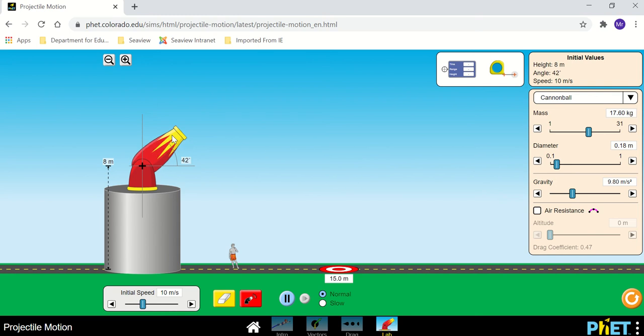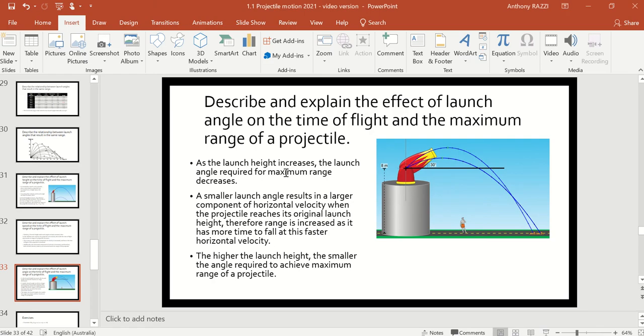So we'll try 38 degrees, but we can actually decrease the launch angle even further, and it results in a longer horizontal range. So as the launch height increases, the launch angle required changes. It actually decreases. A smaller launch angle results in a larger component of horizontal velocity when the projectile reaches its original launch height, and therefore its range is increased as it has more time to fall at this faster horizontal velocity. And the higher the launch height, the smaller the angle required to achieve that maximum range.